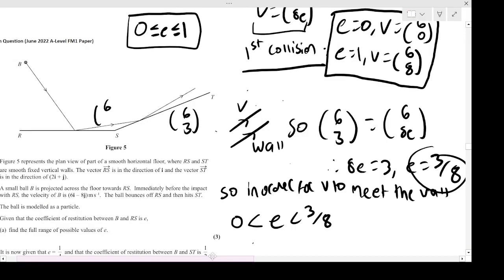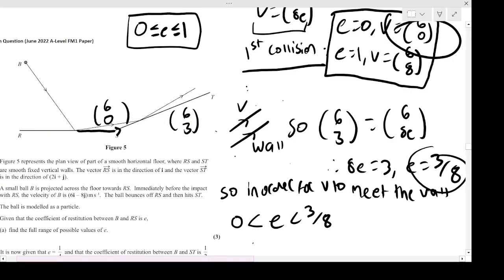Remember, E is the perpendicular component, as we can see. So remember, the velocity vector was 6, 8E. As we can see here, if E is 0, it will go to 6, 0. So that means it's just going to be horizontal like that. And it's still not really going to rebound off, because the wall is inclined at an angle.